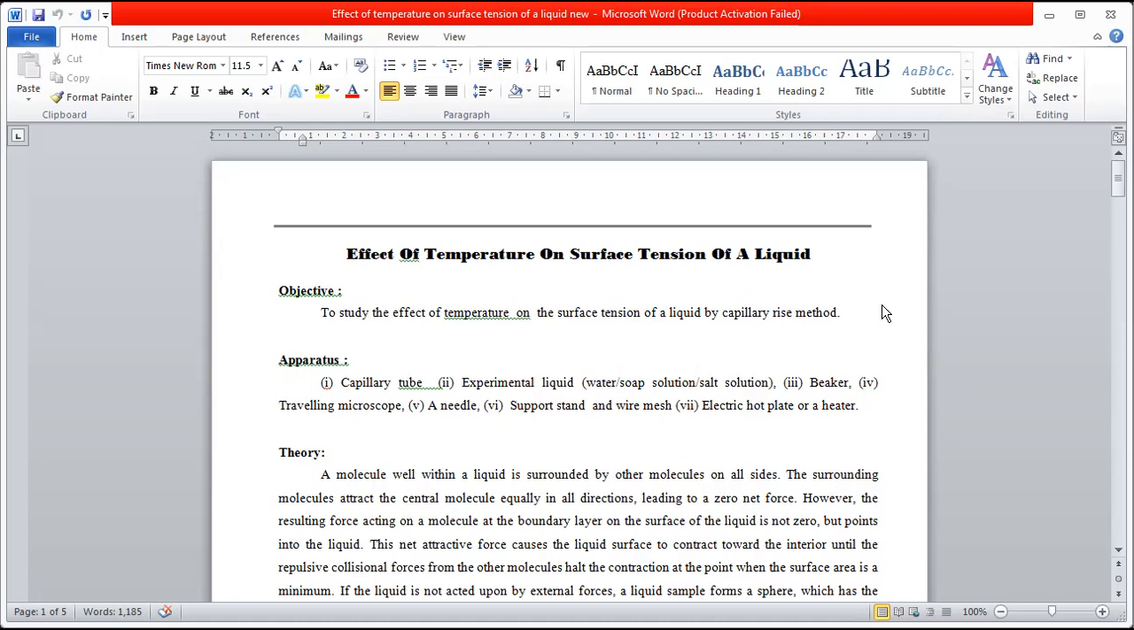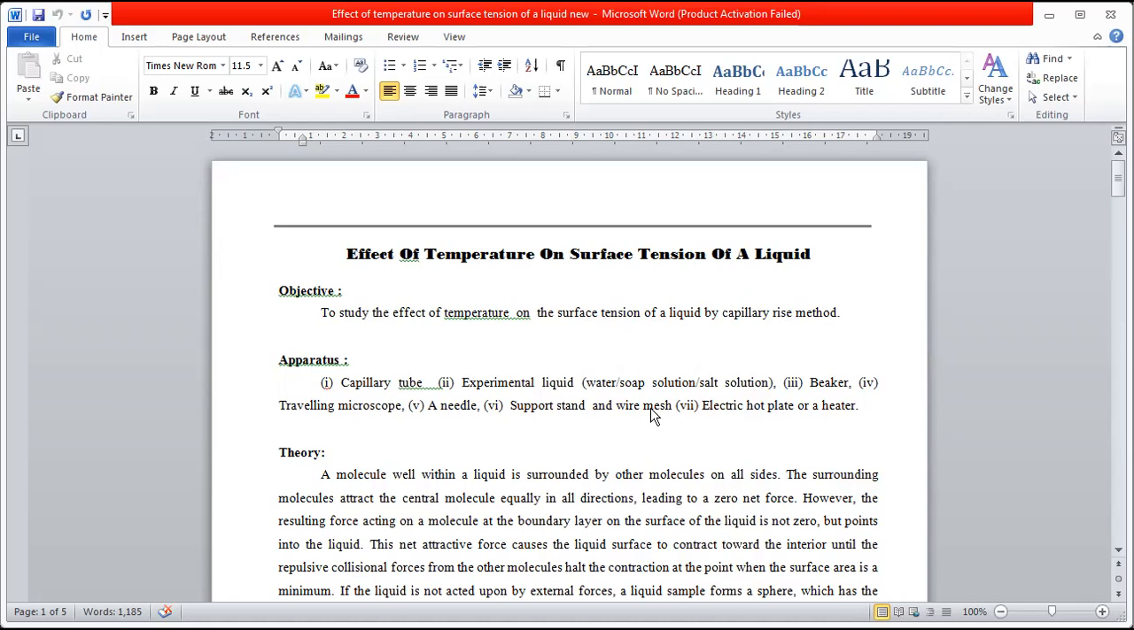So it's very simple. In this session, I will explain how it can be done very easily in your laboratory. The objective of this experiment is to study the effect of temperature on the surface tension of a liquid by the capillary rise method.